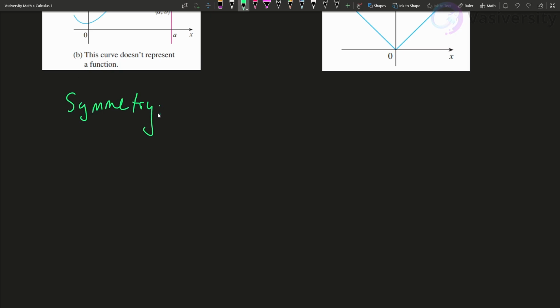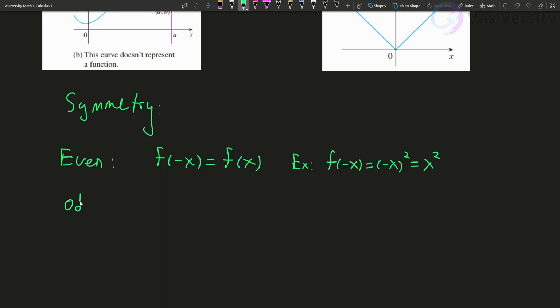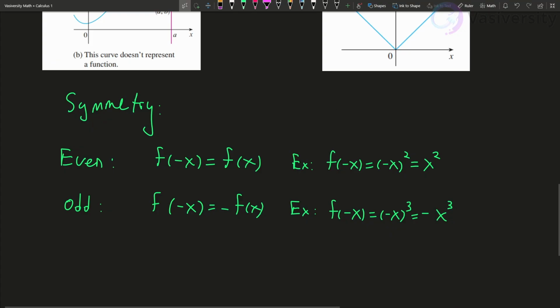For symmetry purposes, function f is called even if f of negative x is equal to f of x. So essentially f of x absorbs the negative sign. For example, a square function. An example would be f of negative x is equal to negative x squared, which is equal to x squared. And then the function is called odd if it follows this property: f of negative x is equal to negative f of x, so we can factor out the negative sign. An example for it would be f of negative x is equal to negative x cubed. Essentially we took out the negative sign and it became negative.